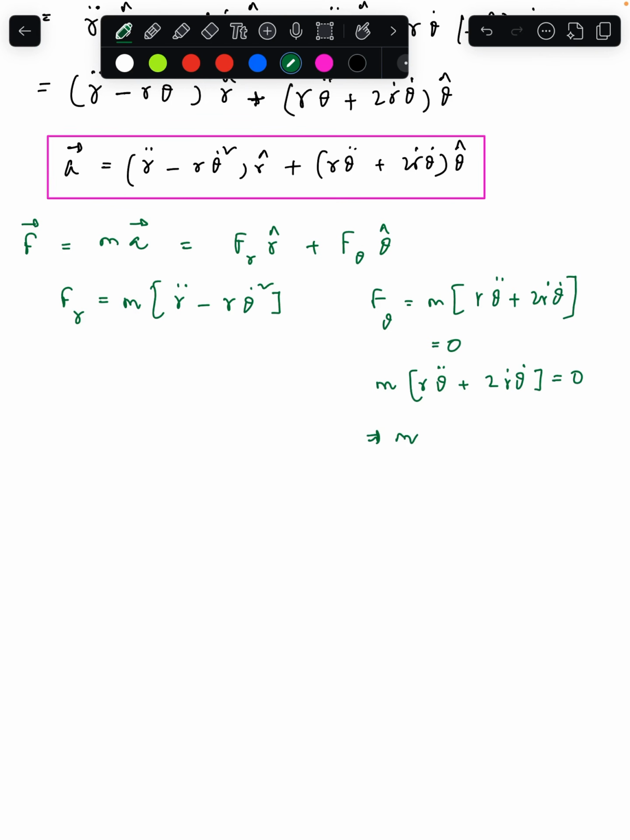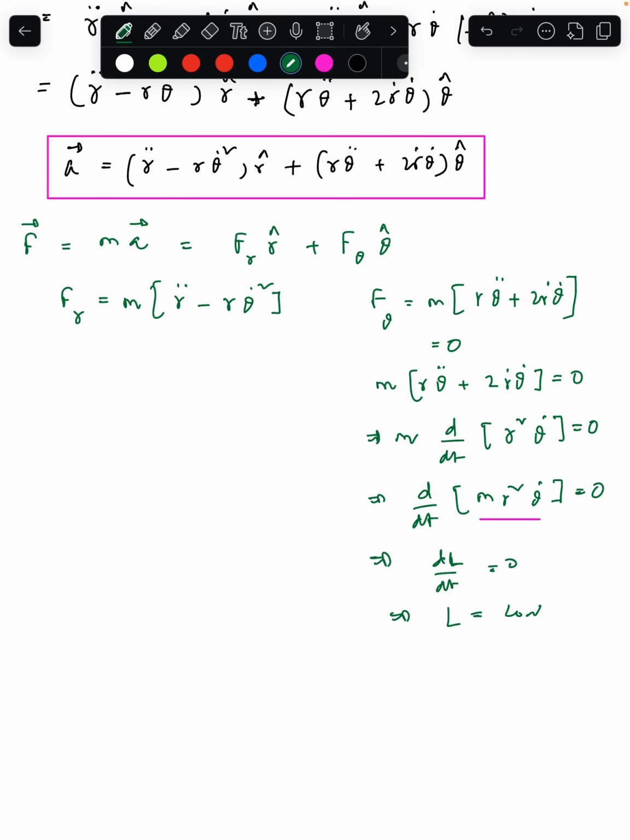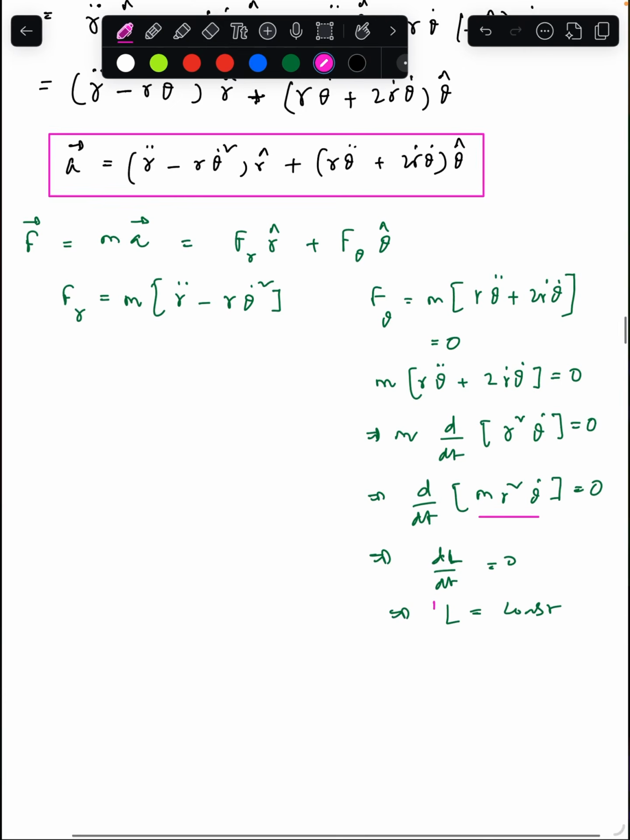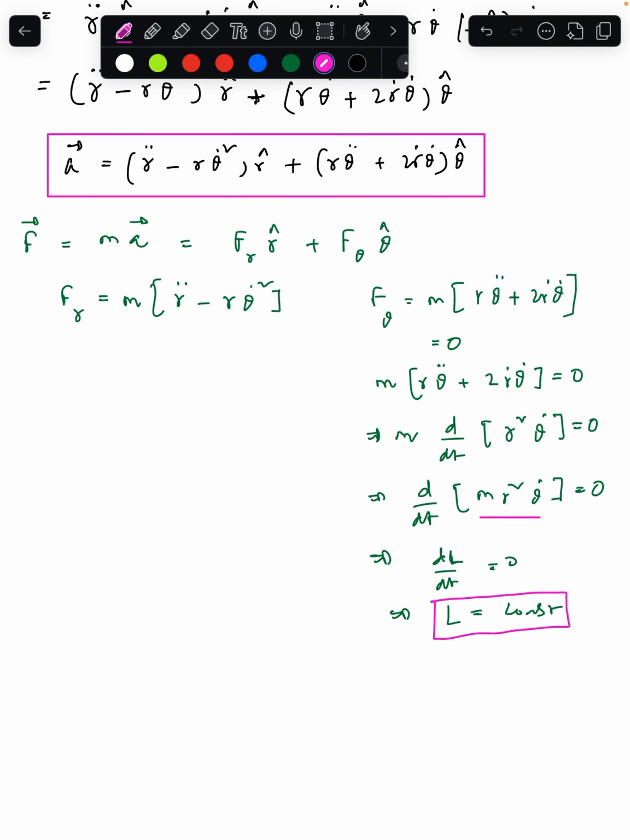Little bit of rearrangement, we can write d/dt of this quantity, which is nothing but r square theta dot, that is equal to 0. So if I take it inside the bracket, d/dt of m r square theta dot, that is equal to 0. M r square theta dot is nothing but angular momentum, right? So that means it becomes dL/dt is equal to 0. It gives L is equal to constant. Pretty interesting, very nice, right?